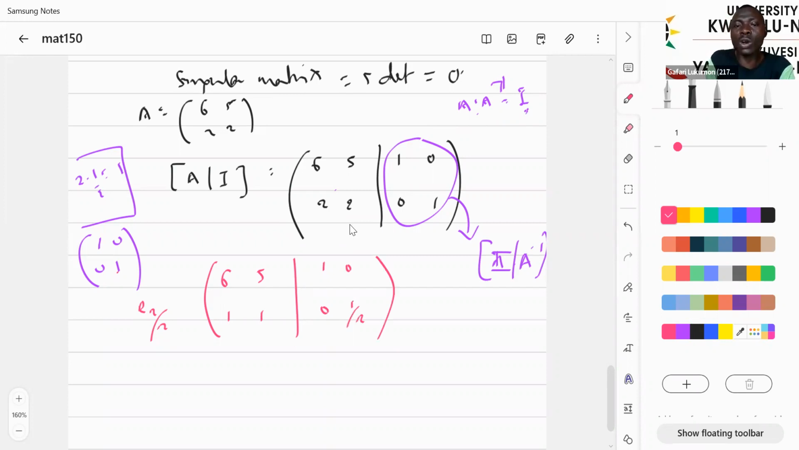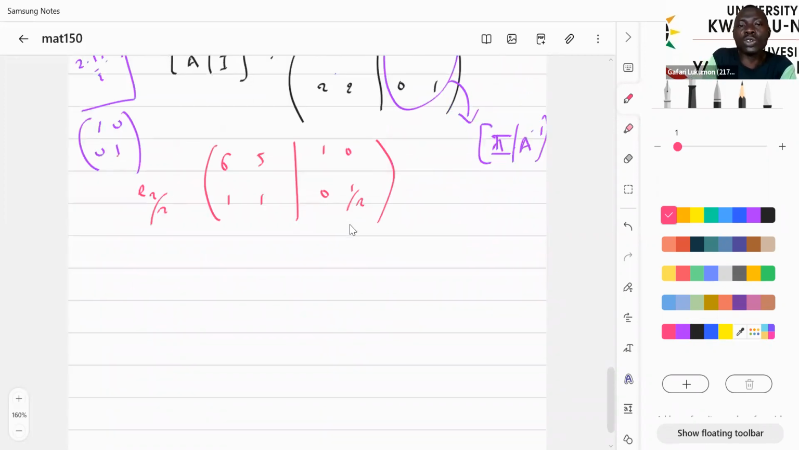Now recall, we want to make this 1 as well. How do you make it 1? You divide by 6, because it is not 0, we want to make it 1. So maybe you have R1 divided by 6. Then this will give me 1, 6 divided by 6. This will be 5 divided by 6. This will be 1 divided by 6. And 0 divided by 6 will give me 0. I hope you understand now. Then you have what?